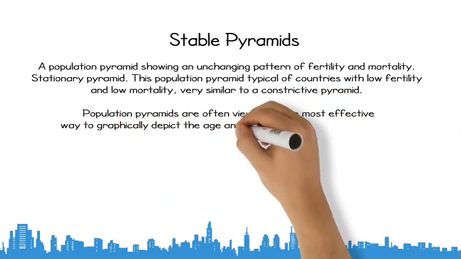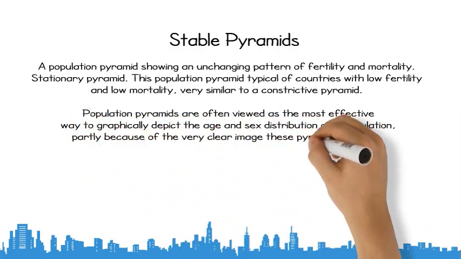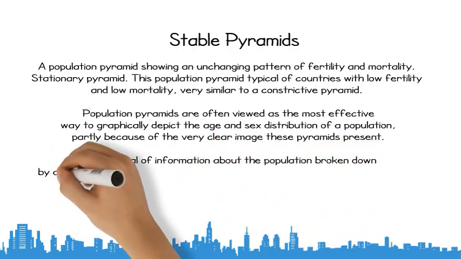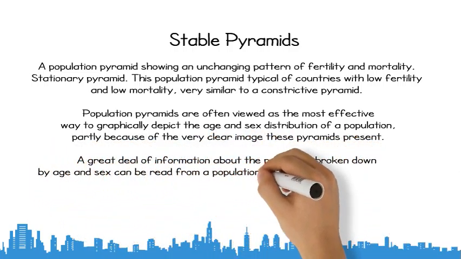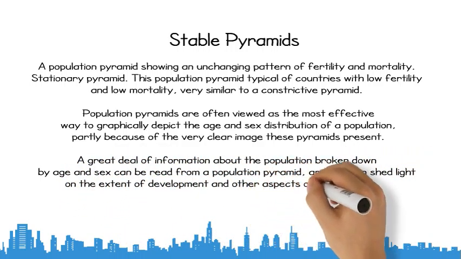Stable pyramids. A population pyramid showing an unchanged pattern of fertility and mortality. Stationary pyramids. This population pyramid is typical of countries with low fertility and low mortality, very similar to constructive pyramids.